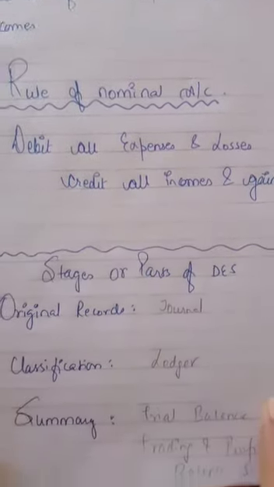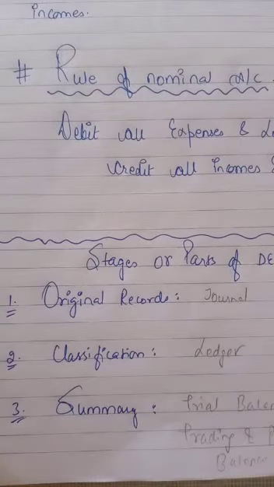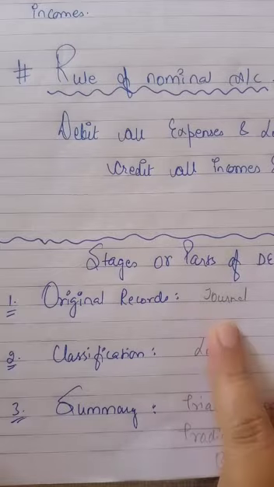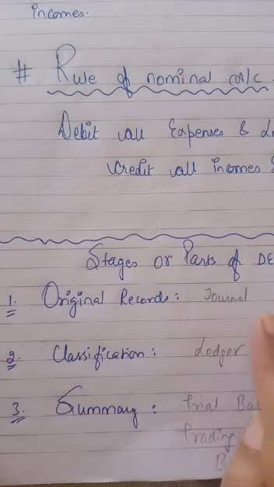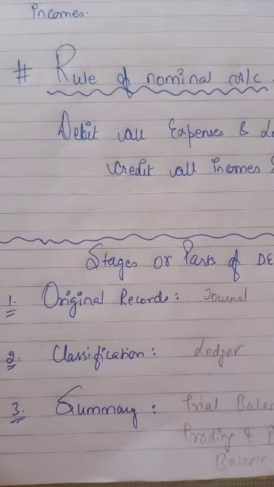Now there are three stages or three parts of double entry system. What are the three stages of double entry system? Number one, original records. All the transactions are first recorded in a primary book called journal. First of all, we record all the transactions in journal. In journal, we record each and every transaction date-wise. Date-wise means in chronological order.